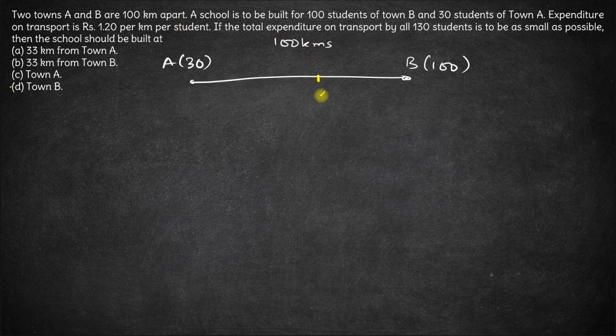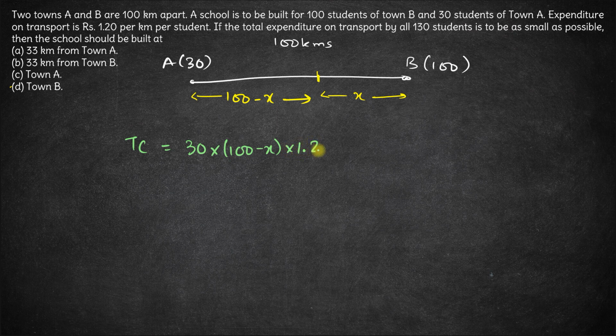Let's say the school is built at a distance of x kilometers from B. Hence the distance from A must be 100 minus x. So let's calculate the total cost. The total cost will be the cost for students of A. There are 30 students. Each of them has to travel 100 minus x kilometers, and the cost per kilometer is 1.2. This is the total cost one student has to bear, and there are 30 students, so this is the total cost for town A students.